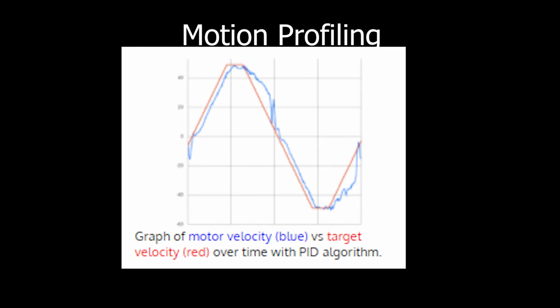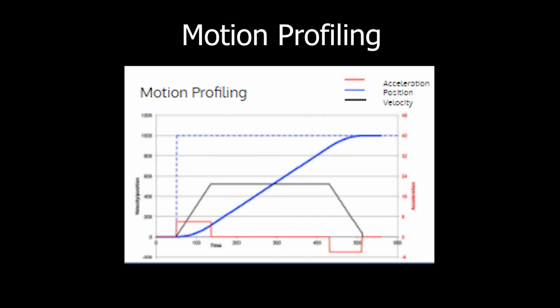Motion profiling. Motion profiling is a controls algorithm that defines a system's movement at every point in time. It allows us to take the physics of our robot, such as the maximum acceleration, into account when planning robot movements. This allows for extremely smooth and precise movements.